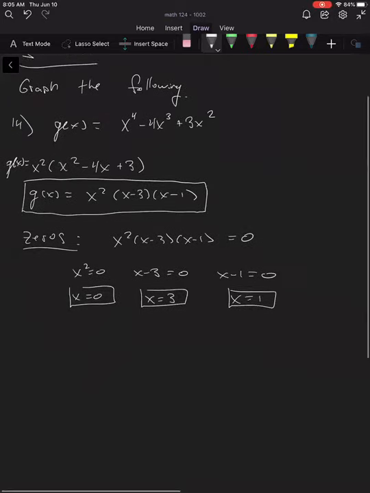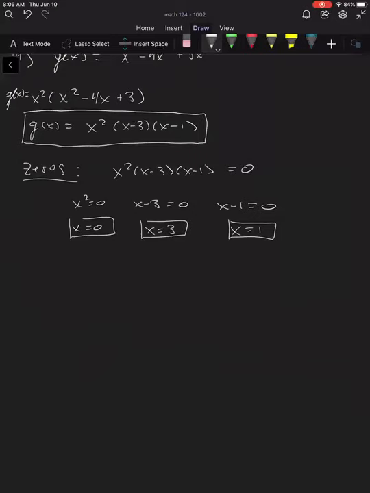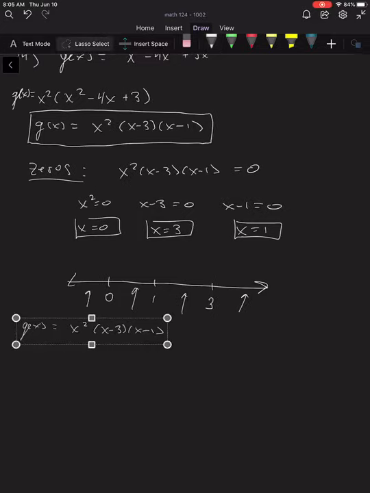Now the next thing we're going to do, once we find all of our zeros, is put these onto a number line. Let's do that. So we have 0, 1, 3. Then we are going to pick numbers in between all these sections: here, here, here, and here. We want to plug those numbers back into g of x to see if we get a positive or a negative number. So again, let's rewrite g of x is equal to x squared, x minus 3, x minus 1.